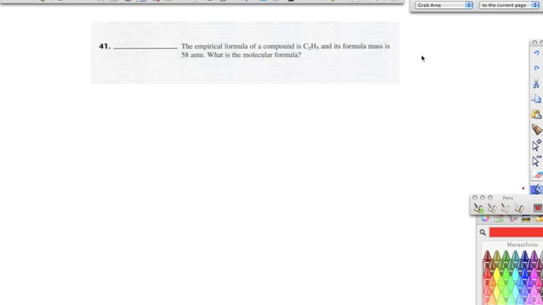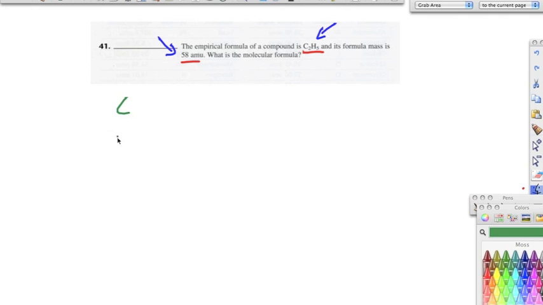Now moving on to 41. 41 says the empirical formula of a compound is C2H5 and its formula mass is 58 AMUs. What is the molecular formula? Now we need 2 things to work a molecular formula problem. We need the empirical formula and we need the actual mass. The formula mass of 58 AMUs, that's our actual mass. So we set this up, and the first thing we have to figure out is the molar mass of the C2H5.